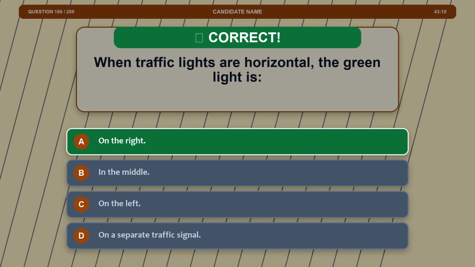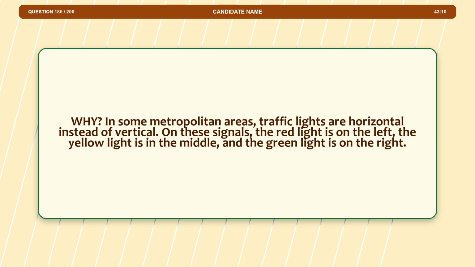The correct answer is option A. On the right. Explanation: in some metropolitan areas, traffic lights are horizontal instead of vertical. On these signals, the red light is on the left, the yellow light is in the middle, and the green light is on the right.